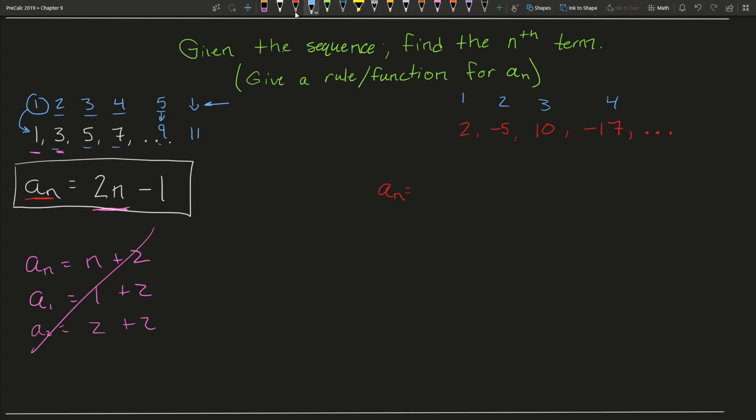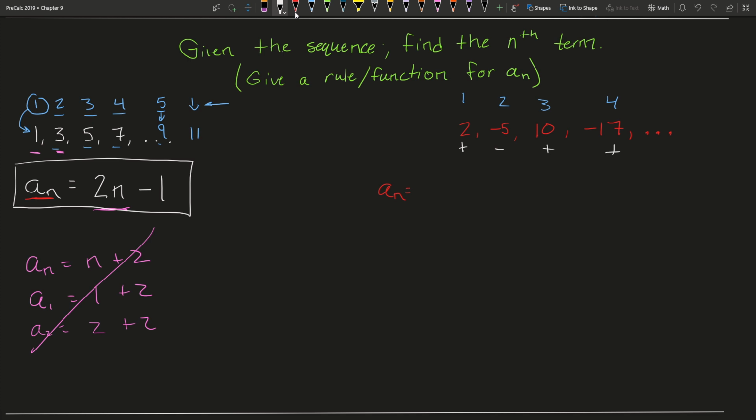But there are a couple things we have to worry about. We should notice overall that we go from positive to negative to positive to negative, so we're switching sign every term. I like to take this in two steps: one for that negative piece, the switching of signs, and then one for the actual magnitude, the actual number, so 2, 5, 10, and 17. Let's work on that negative part first.